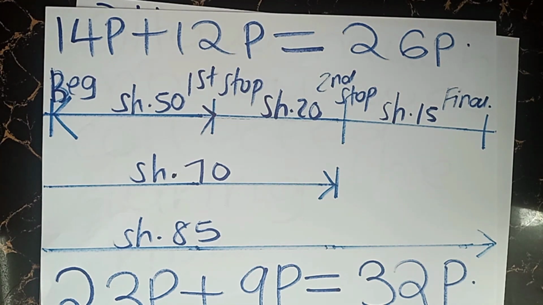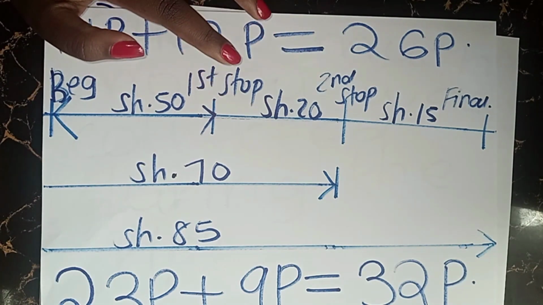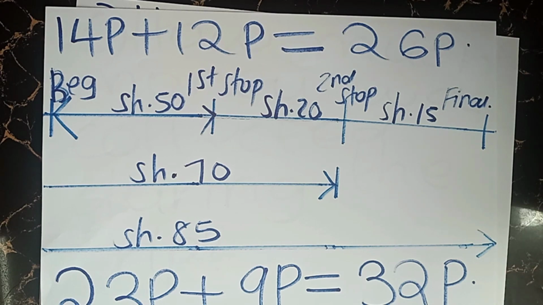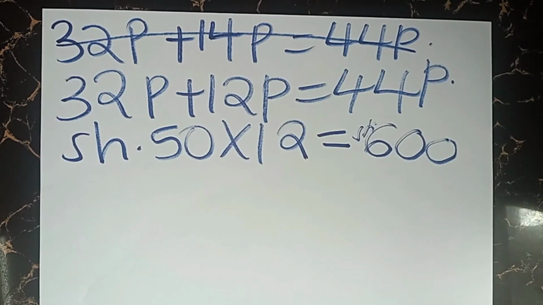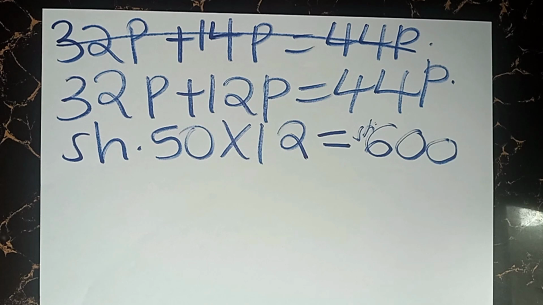So that means that 12 passengers each paid 50 shillings because they moved from the starting point to the first stop. Are we together? So now we'll multiply the 12 passengers times the 50 shillings. These passengers paid a total of 600 shillings. And we know that 11 passengers remained in the bus.